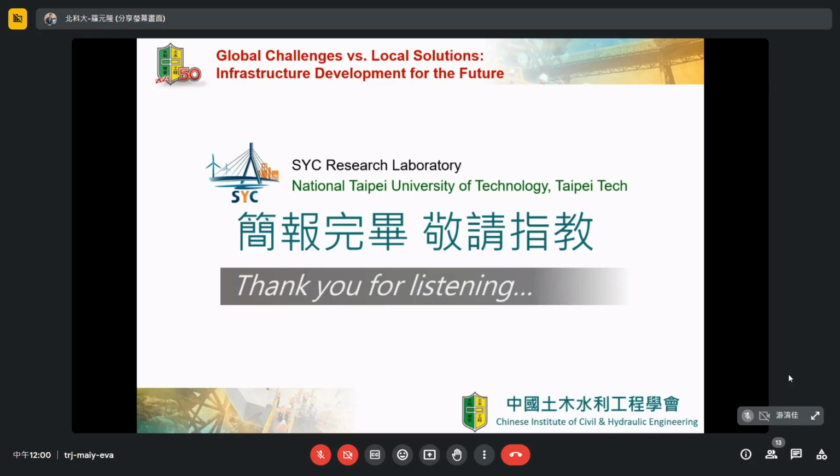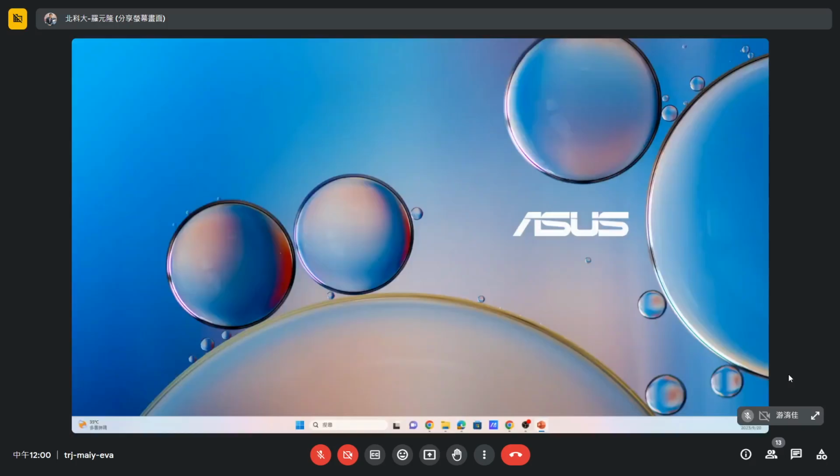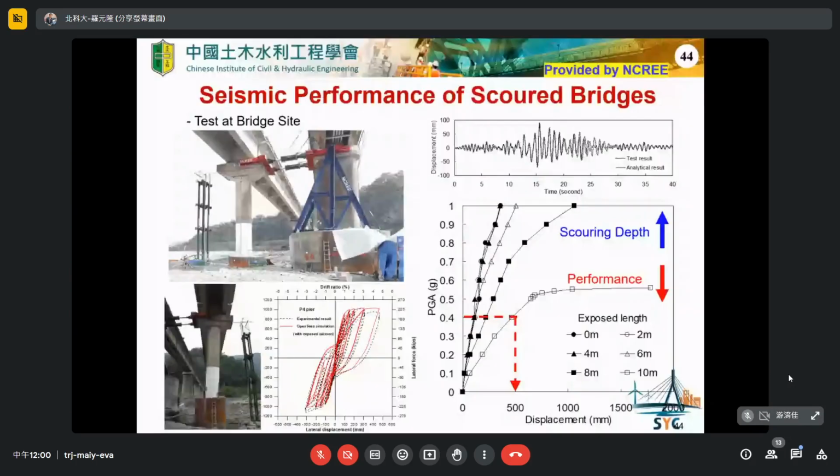Thank you for the presentation. On page 44, you experimented on the bridge in the transverse direction. My question is, have you tried the longitudinal direction? It seems that it was the transverse direction only. So my question is, have you tried the longitudinal direction loading test?